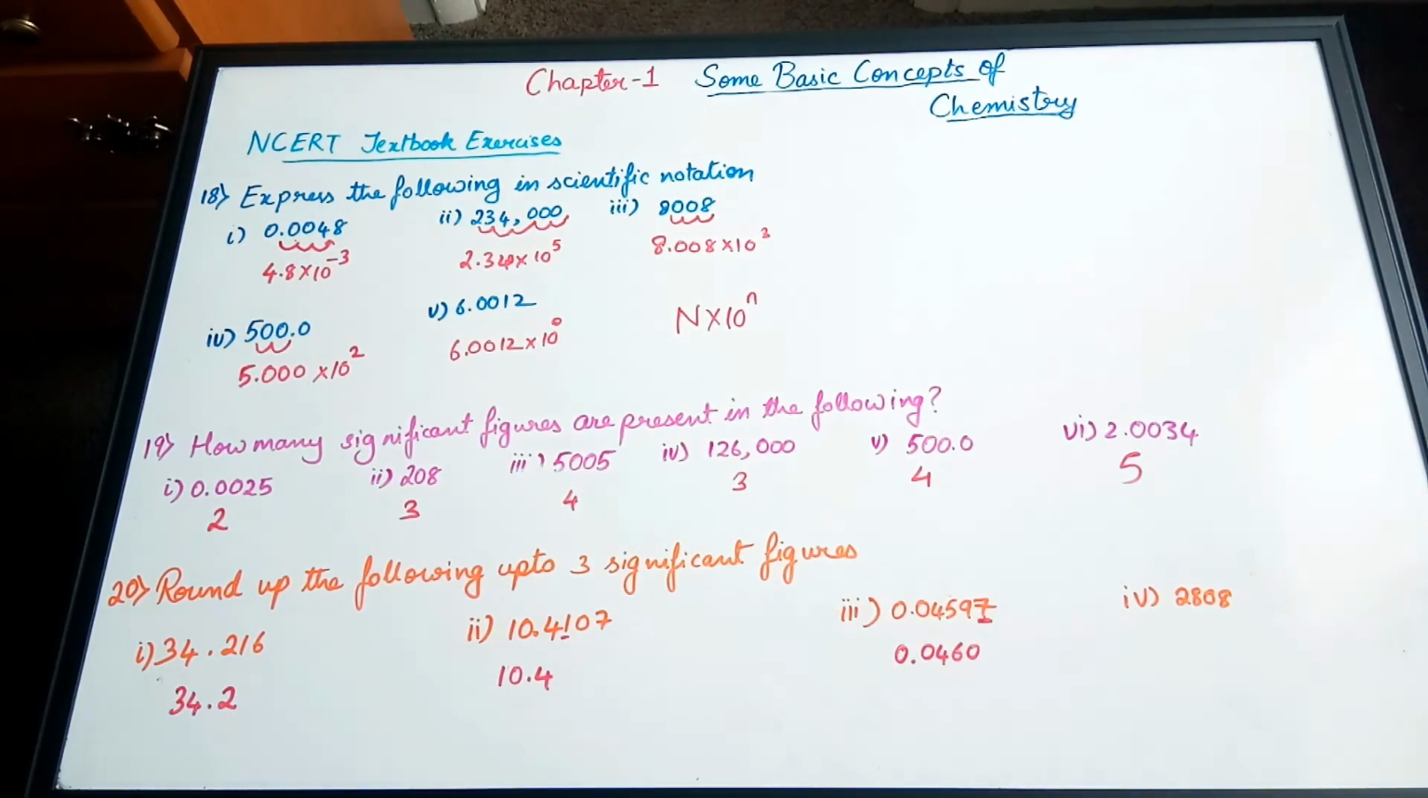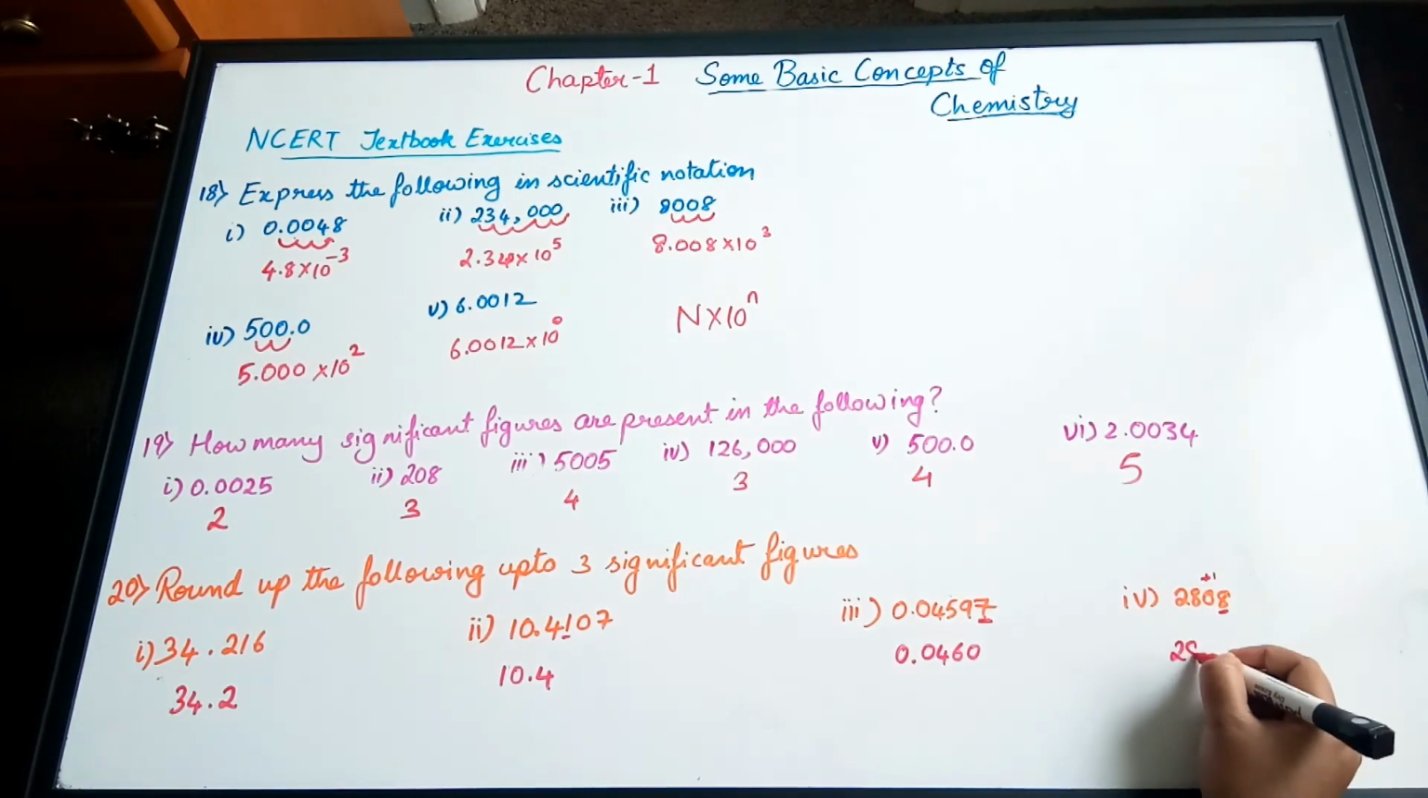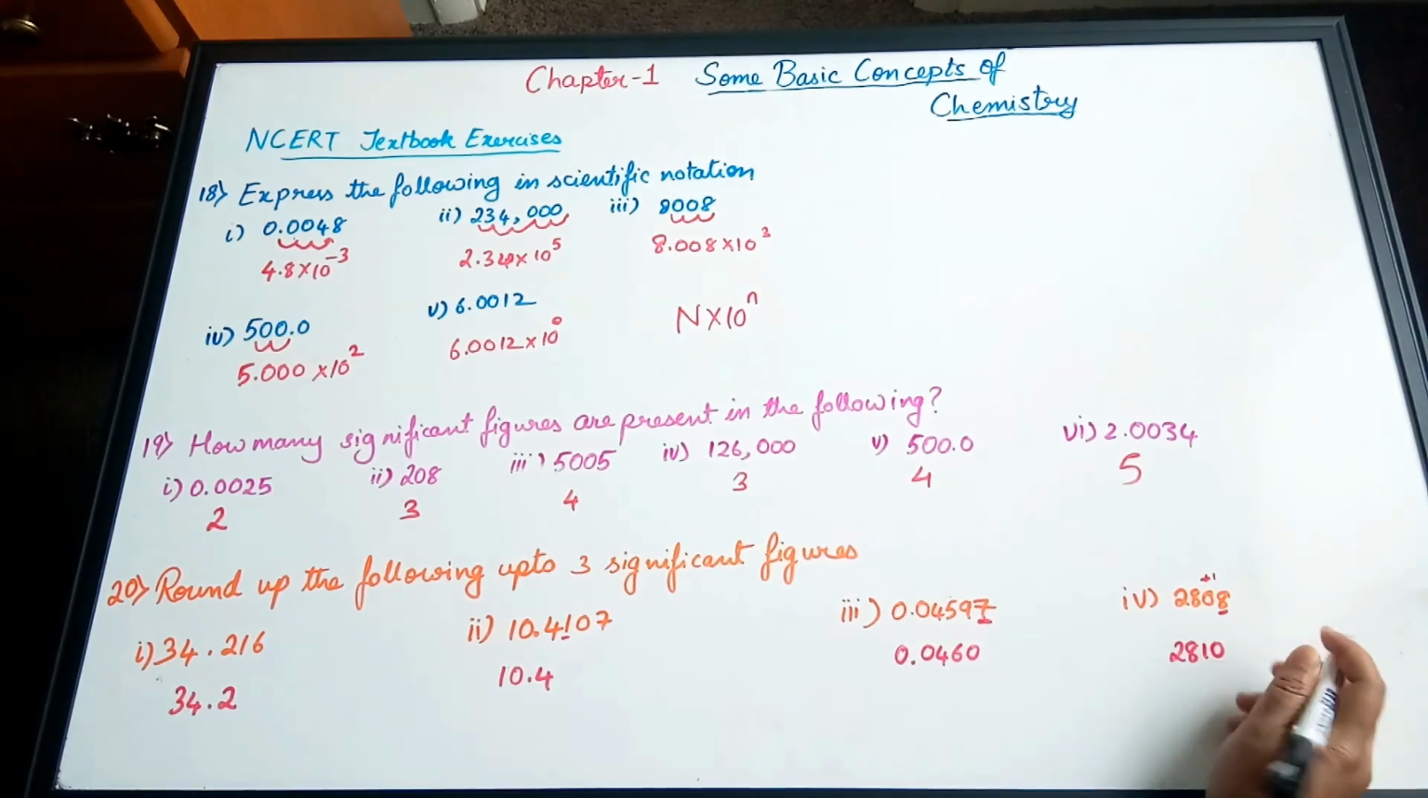The last one, 2808, similar to the previous one. Here you have 4 significant figures. If it has to become 3 significant figures, this changes the value. When this is removed, this becomes plus 1, so 2810.